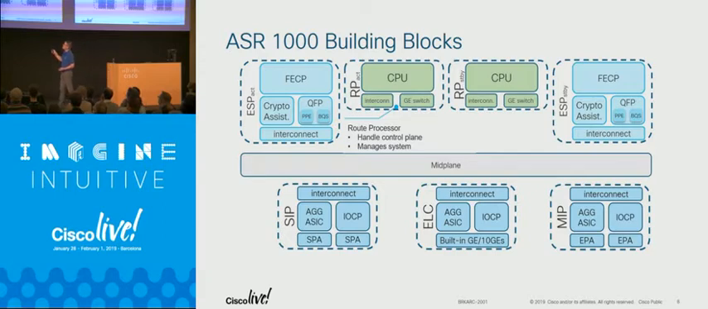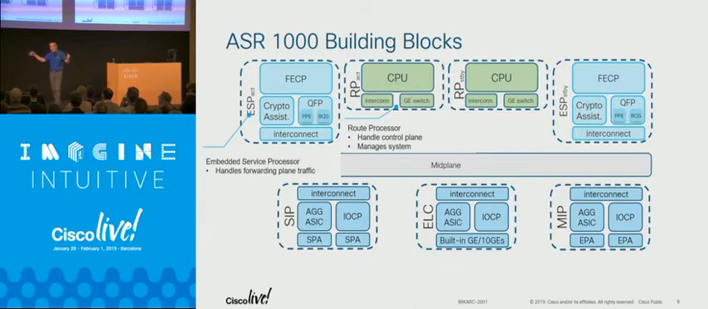What is really special about ASR1K is the ESP, Embedded Service Processor. This is your forwarding engine, forwarding processor. This is where the QFP resides. QFP has 2 subsystems. The PPE is the packet processor engine. It's a multi-core, multi-thread processor. Each thread is able to independently run the feature to completion.